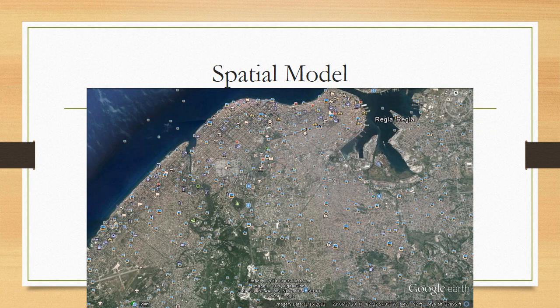And now on to the spatial model of Havana. This is a Google Earth overhead picture that I found, and Havana follows a multi-nuclei model. There you can see the central business district that has many banks and other large companies, as well as almost all of the government buildings. It's in the middle of that peninsula, right to the left of where it says Regla.